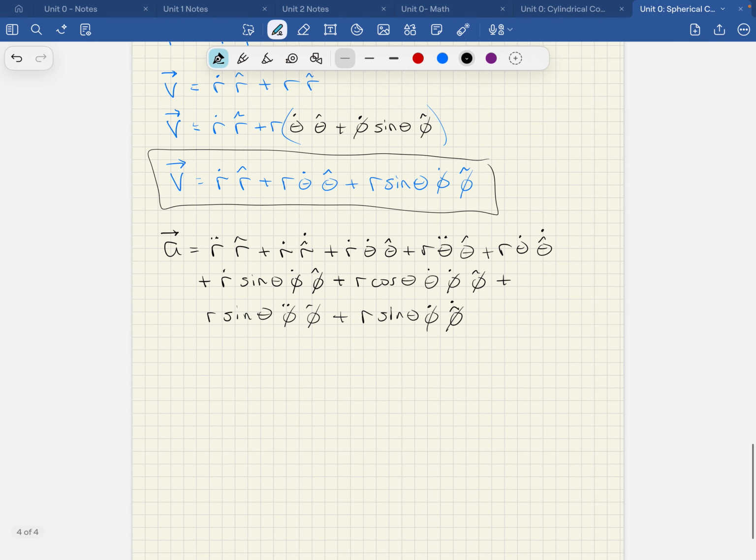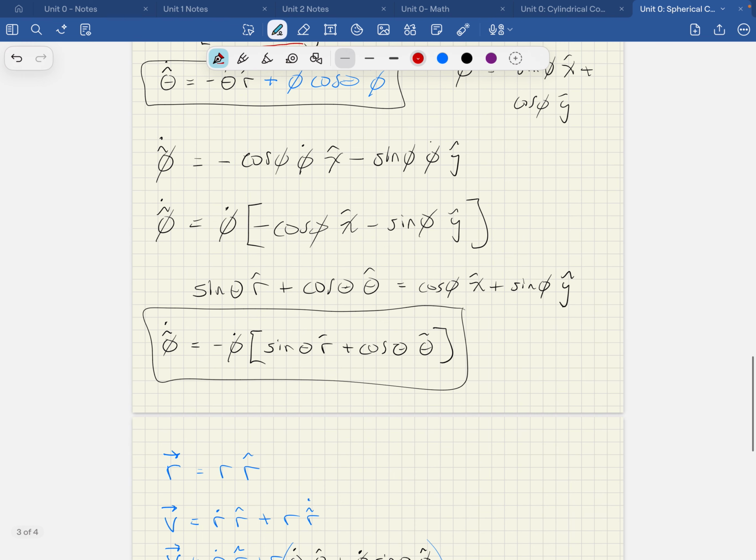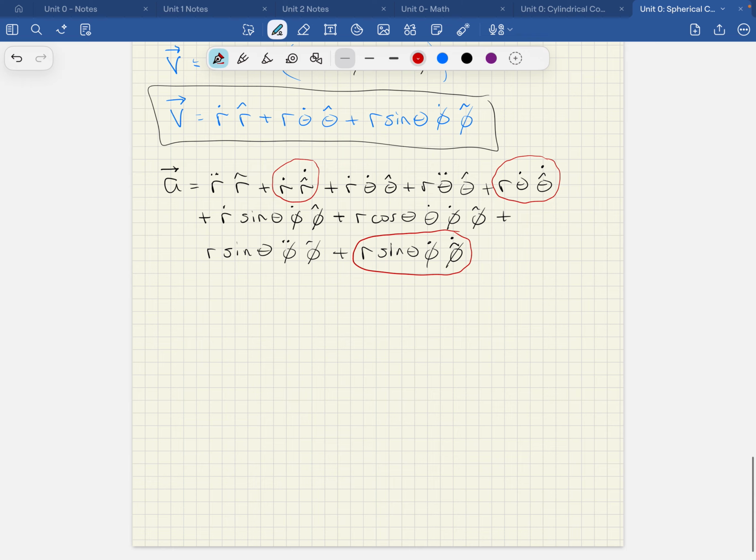Oh, for the love of Pete. 1, 2, 3, 4, 5, 6, 7, 8, 9 terms, none of which just immediately cancel. And many of which we have to deal with. The ones we have to deal with have the derivatives of the unit vectors. These three are a problem for us, so those three we're going to have to plug in these unit vectors for. Okay, so tedious, but not hard.